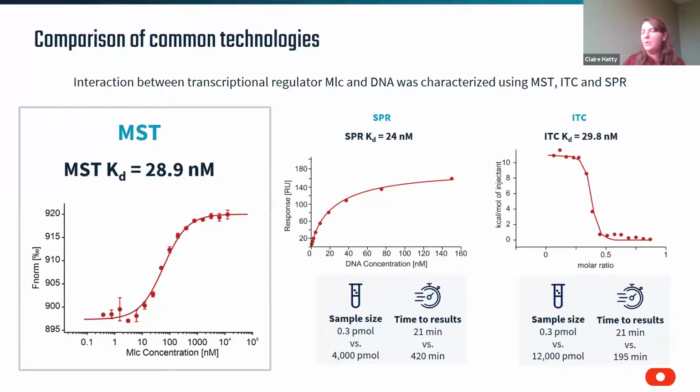And just finally, a quick comparison between some other common technologies that you would use to measure binding affinities. SPR and ITC are two of the most commonly used. And this is just an interaction between, I think, a Cy5 labeled DNA and regulator MLC to show that with each of the technologies, we get a similar KD measured for the interaction. However, in comparison to SPR and ITC, there's a smaller sample consumption for MST and faster time to get results. Unlike SPR, you also don't need to immobilize it on a chip.